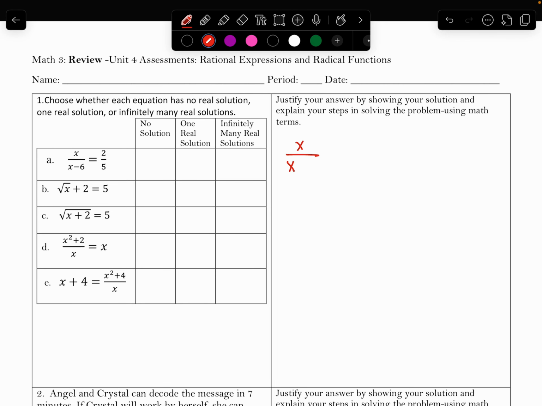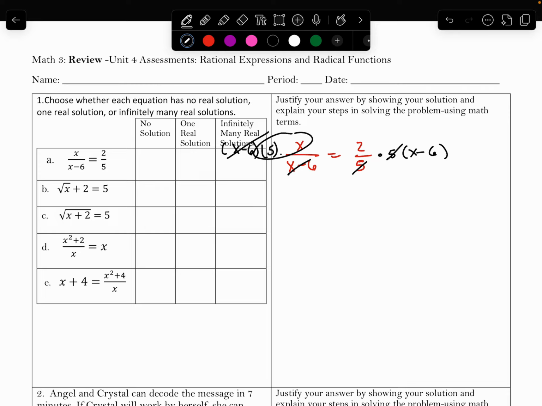x over x minus 6 equals 2 over 5. All you do, remember, we always want to get rid of the denominators. So we just multiply each side by the denominators, times 5 times x minus 6. If it's a binomial, please make sure you put parentheses around it. So here x minus 6 cancels out, the 5 cancels out.